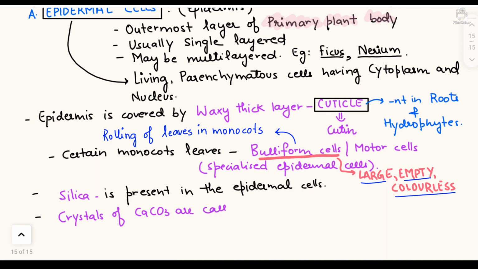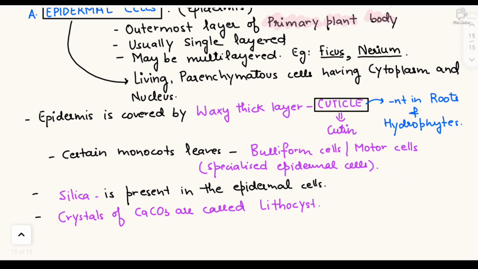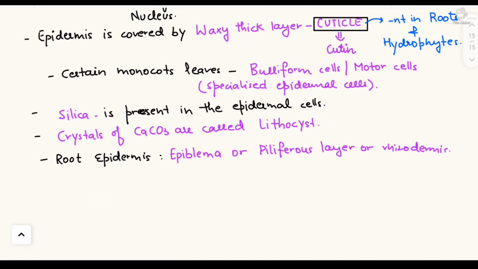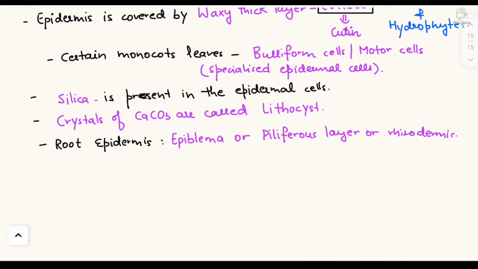Now let's see the other properties of epidermal cells, that is the presence of silica in the epidermis of many grasses. Also we can see crystals of calcium carbonate in the epidermal cells, which are also called lithocysts. We know that the root epidermis can also be called epiblema, piliferous layer or rhizodermis. So these are the qualities and features of the epidermal tissue system that covers the outermost plant body.